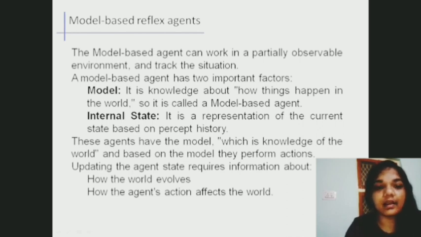These agents have the model, which is knowledge of the world, and based on the model they perform actions. Updating the agent state requires information about how the world evolves and how the agent's action affects the world. So in these model-based reflex agents, all these things are taken into consideration. That is why it is better.